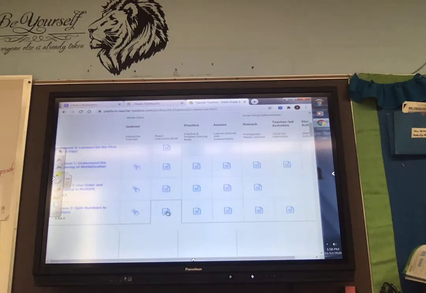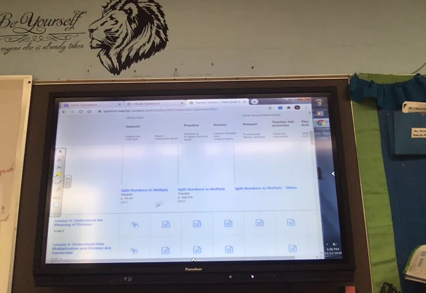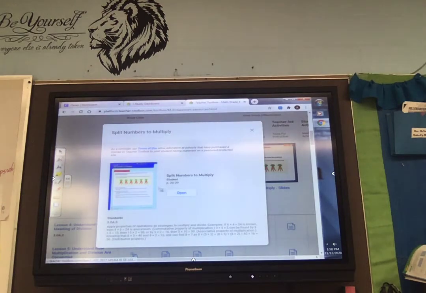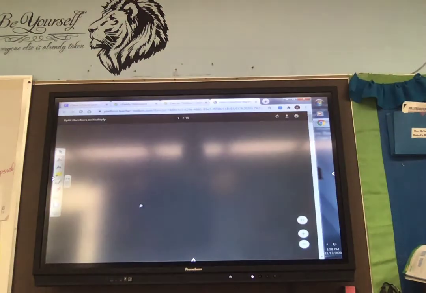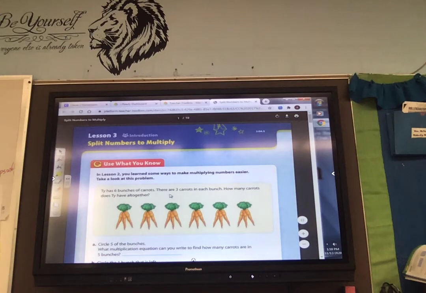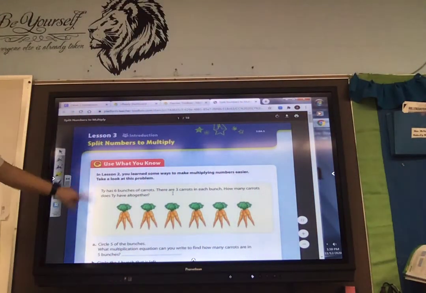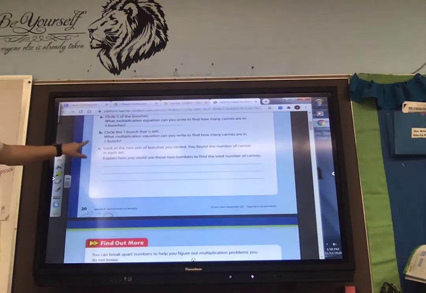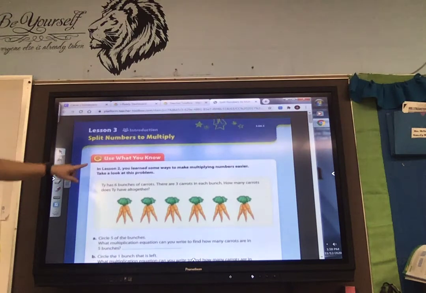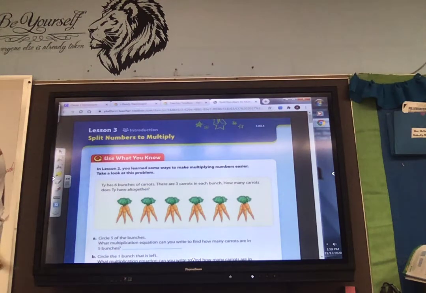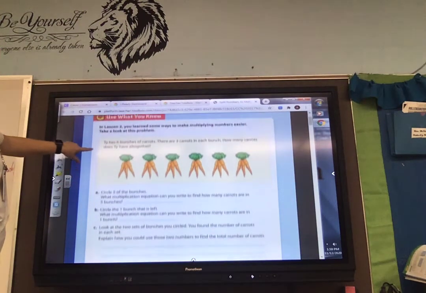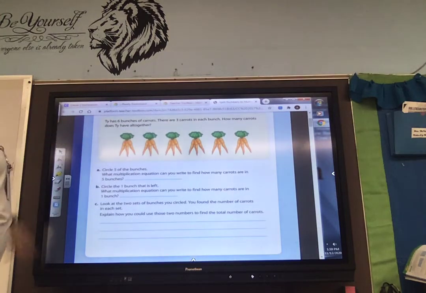So we're going to move on to lesson 3, still on multiplication, but we're going to be working with the distributive property. And I'm going to go over 4 pages with you. So I need you to be in your iReady book. It should be a blue page. You should be looking at some carrots. It is page number 20. It says lesson 3, split numbers to multiply. So this gets us to our distributive property.